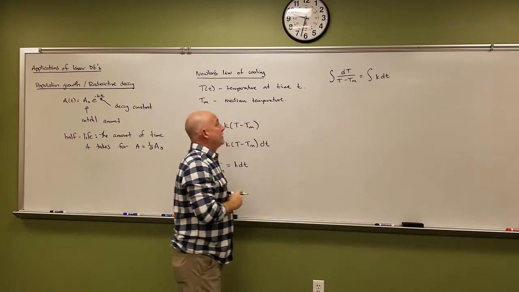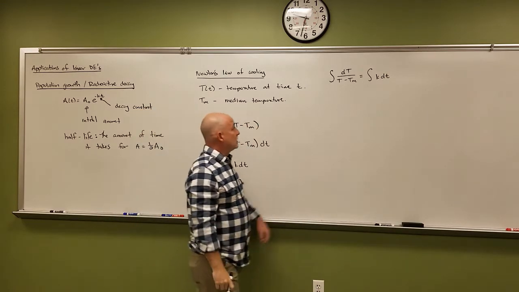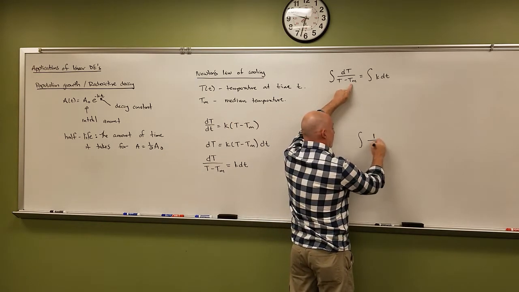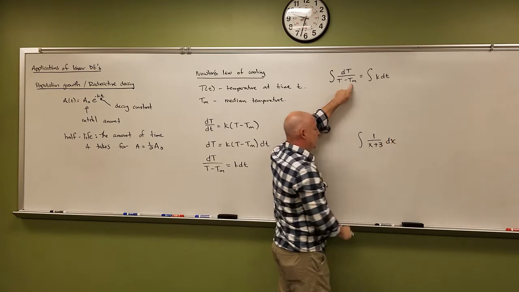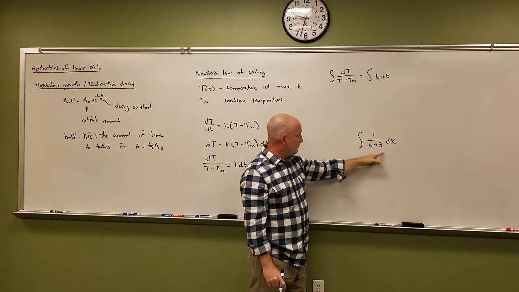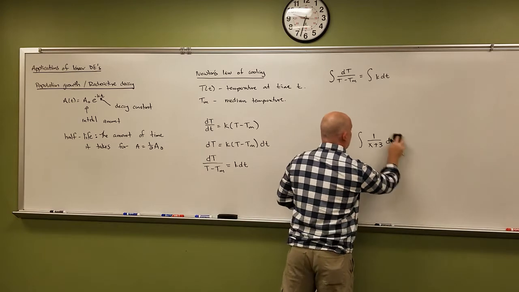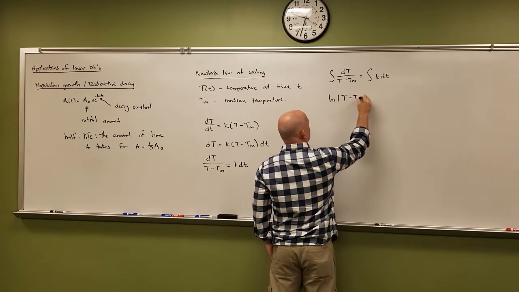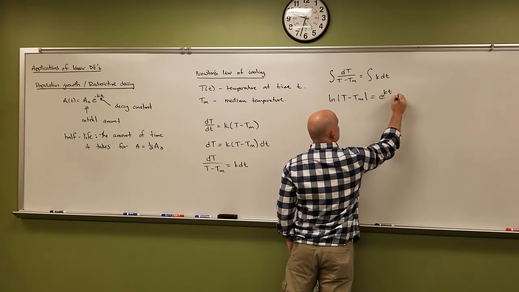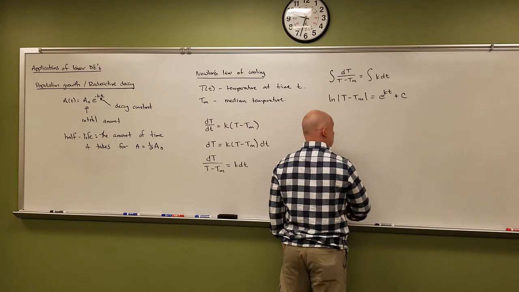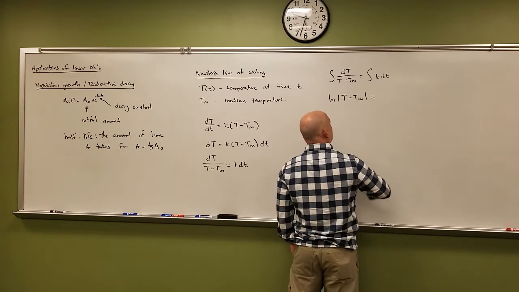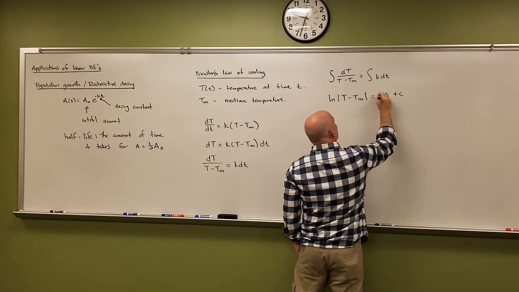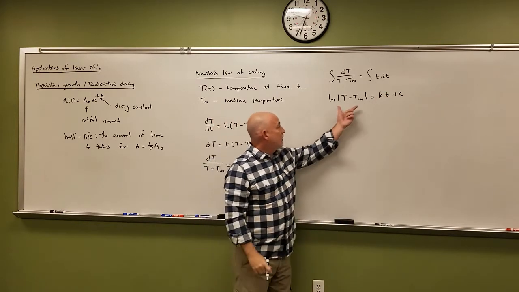on the left-hand side, remember our variable is T, so you could use a u-substitution. Remember, Tm is just a constant, so it's kind of like if I said, what's the integral of 1 over x plus 3 dx? That's just the natural log of the absolute value of x plus 3. So in this case, we're going to get the natural log of the absolute value of T minus Tm is equal to kt plus c.